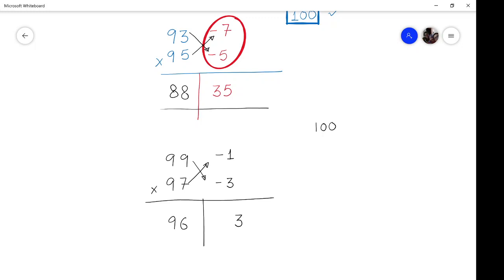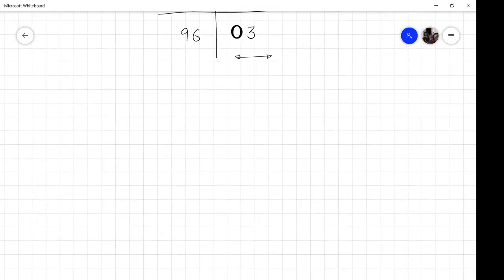But the problem is, in the right part the number of digits should be equal to the number of zeros in the base. As there are two zeros, there have to be two digits. So if nothing is coming, you should place 0 here. So the answer is 9603. Okay, now let us do some practice.